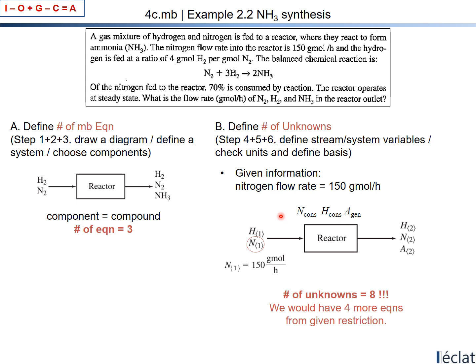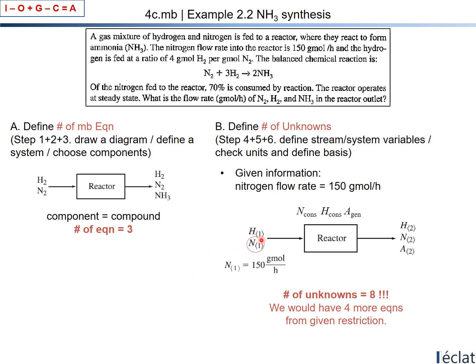So no generation term for reactants, so no generation for N and H. Instead of generation, we would have a consumption term for nitrogen and hydrogen, so we have 2. How about ammonia? Ammonia is the product, so there is no consumption term for ammonia, only a generation term is available for ammonia. We have 3 system variables, and then let's go to the streams.